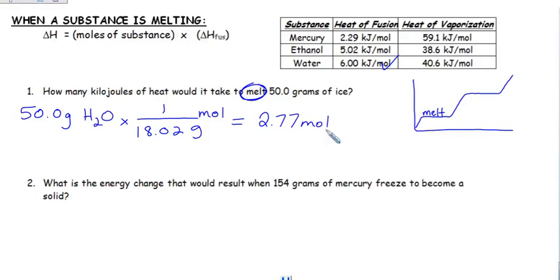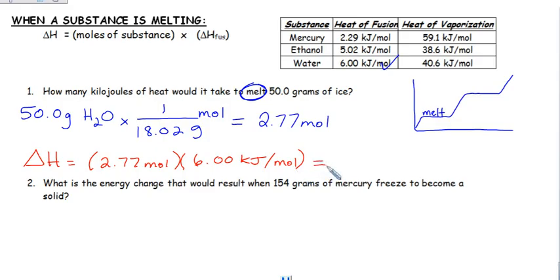Alright, so yeah, you got to calculate moles, but now it's just plug and chug. So now to calculate delta H, I have my 2.77 moles, and we multiply by the heat of fusion, 6 kilojoules per mole. It takes 6 kilojoules to melt 1 mole. I've got almost 3 moles, so it kind of makes sense. We'll multiply across. We'll leave a couple figures. 16.6 kilojoules. Now this one comes out in kilojoules because my constant is in kilojoules.